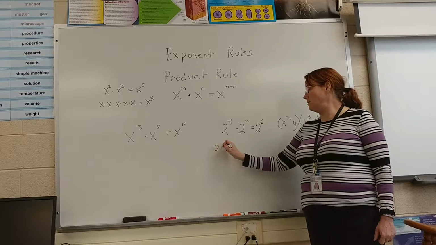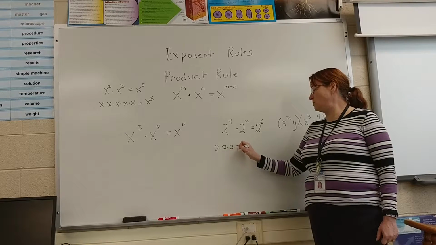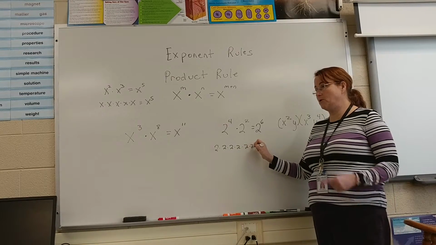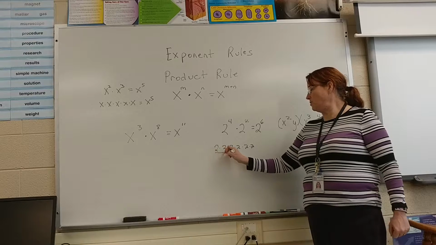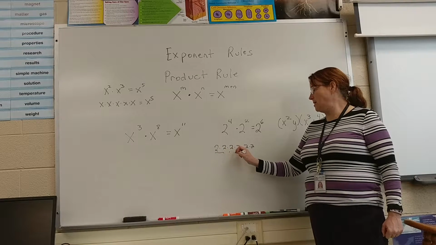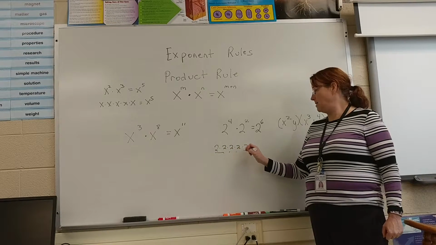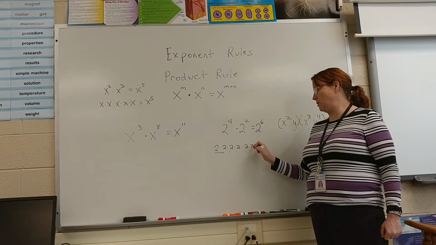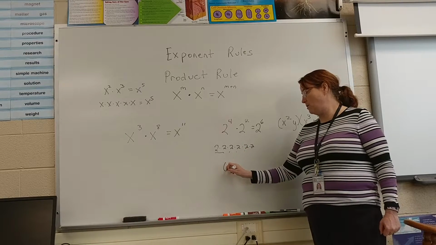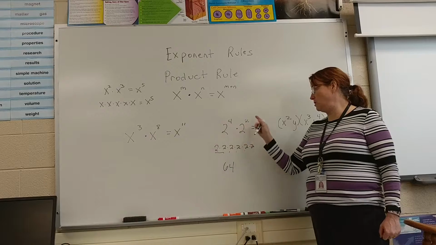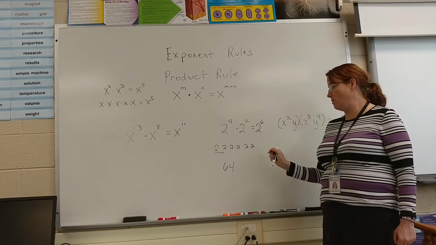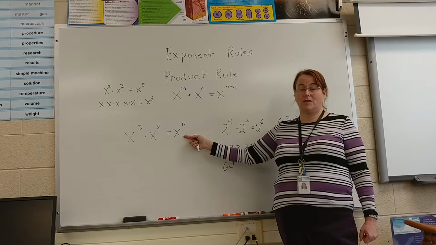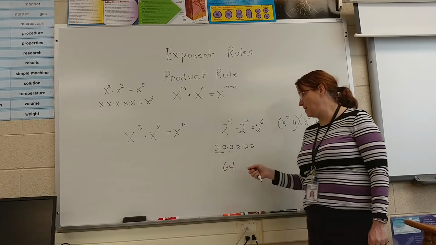Evaluating it would be 2 times 2 times 2 times 2 times 2 times 2. 2 times 2 is 4, 4 times 2 is 8, 8 times 2 is 16, 16 times 2 is 32, and 32 times 2 is 64. So if we evaluated, 2 to the 6th power would be 64. We cannot evaluate x to the 11th power because we do not know what x is.